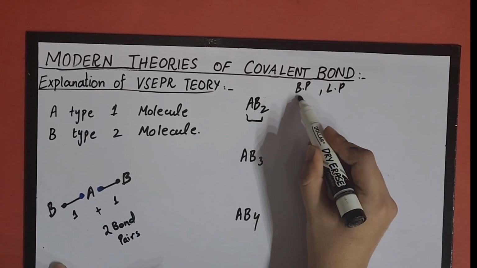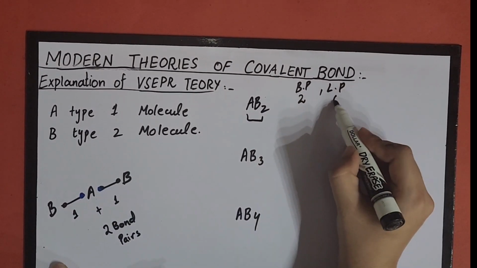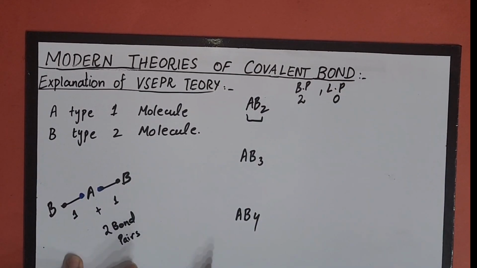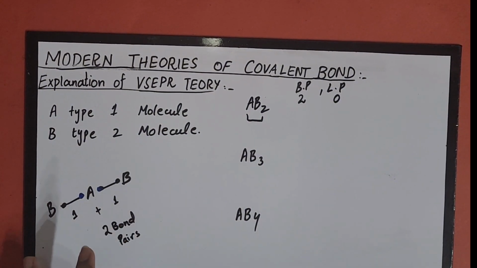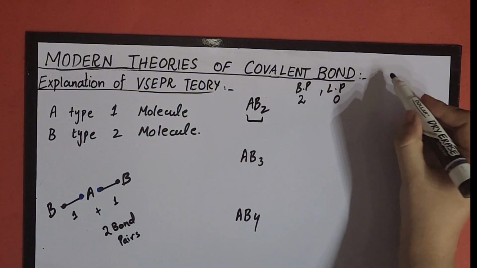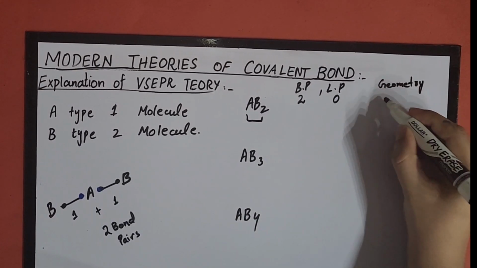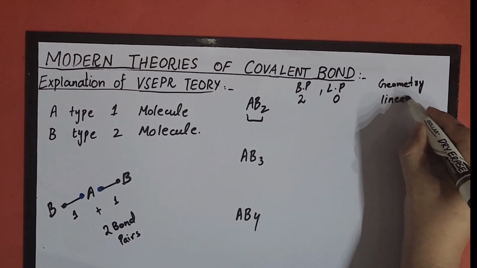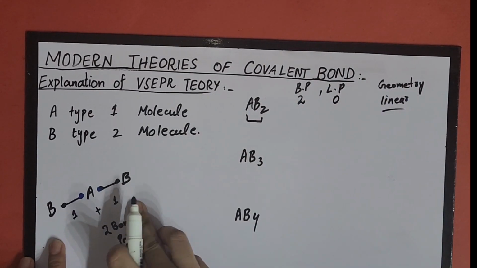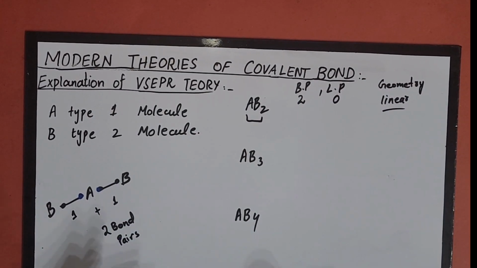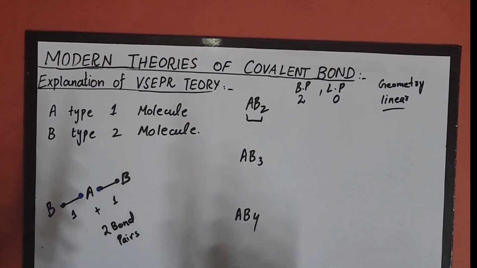So how many bond pairs? 2 bond pairs and 0 lone pair. So what could be its geometry? Its geometry could be linear, in linear shape. Alright, this structure could be in this state. Let's move towards the AB3 type.